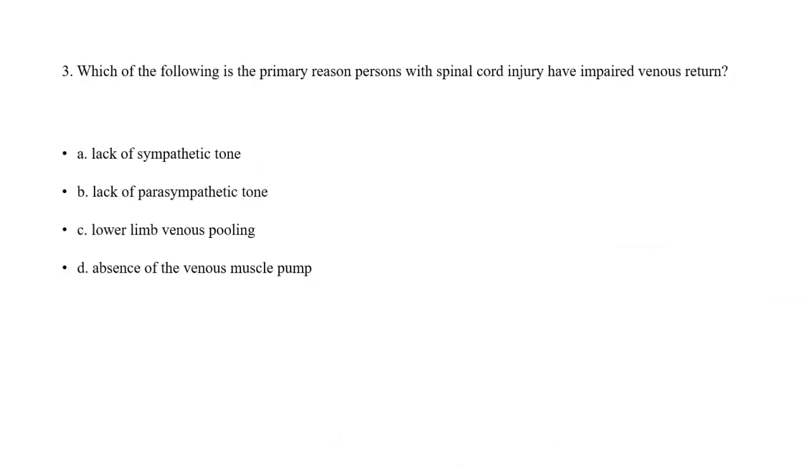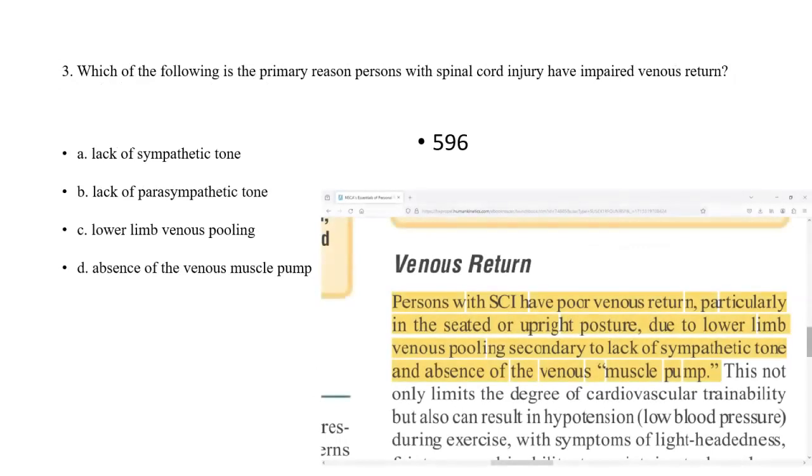There's another one that I thought was a little bit mooky, and when you read this: which of the following is the primary reason persons with spinal cord injury have impaired venous return? Lack of sympathetic tone, lack of parasympathetic tone, lower limb venous pooling, and absence of venous muscle pump.